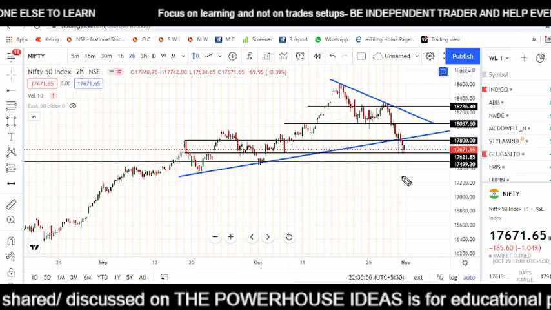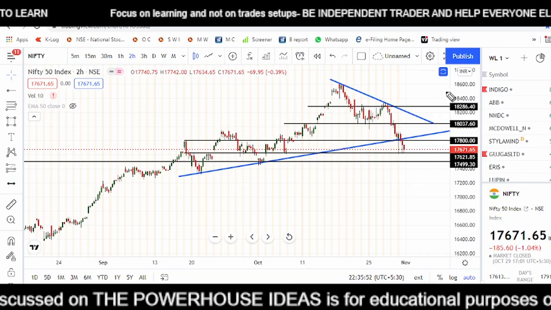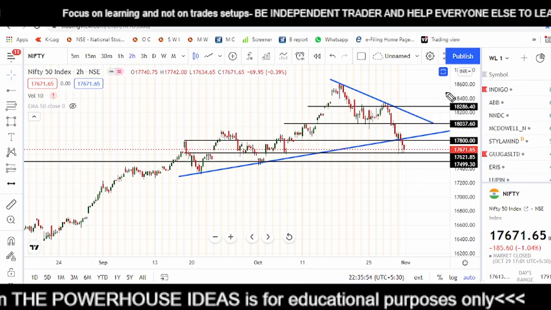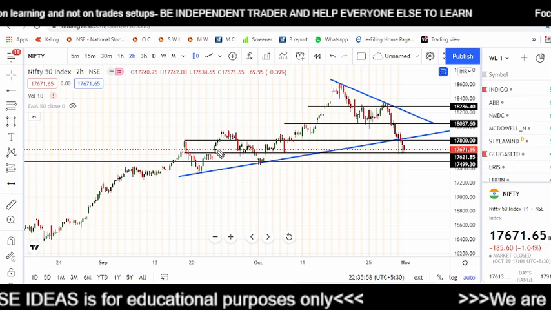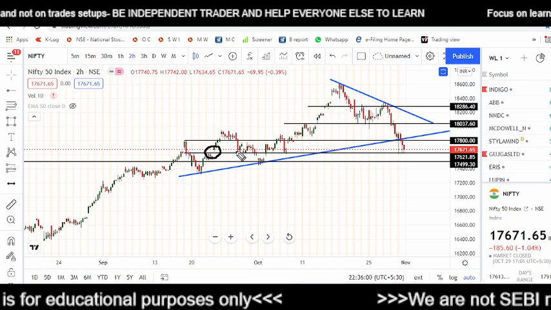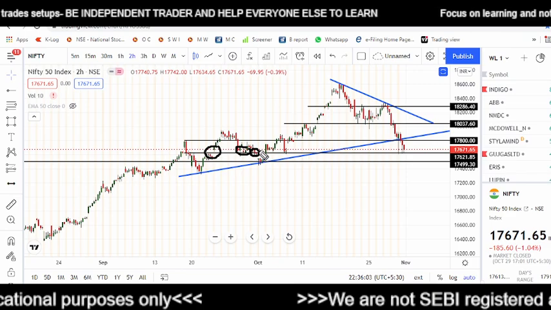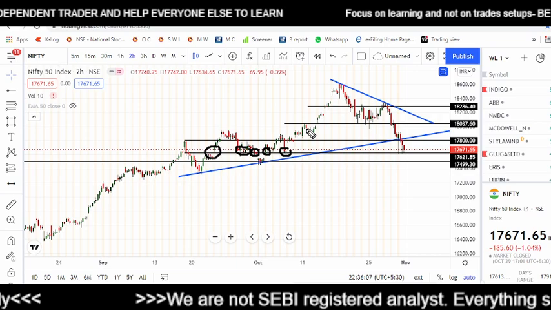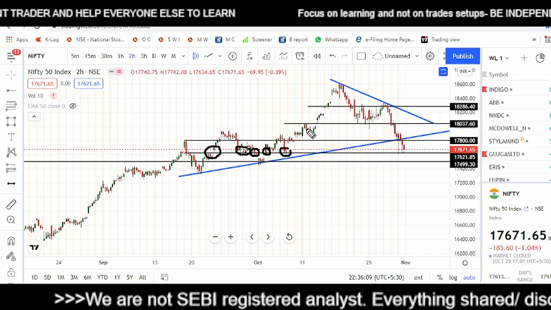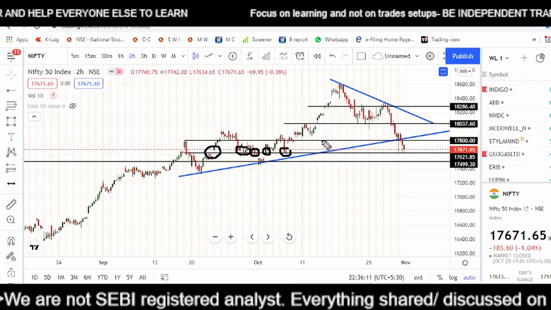Now the Nifty is standing near the 17,600 level. Why is this level important? Let me take you a bit into the history. You can see it over here. One time, two times, third time, fourth and fifth. 5 times Nifty has respected this level and it worked as both support and resistance.